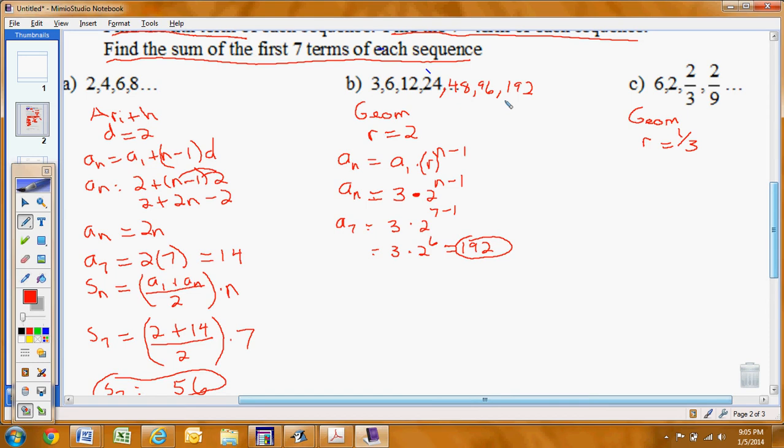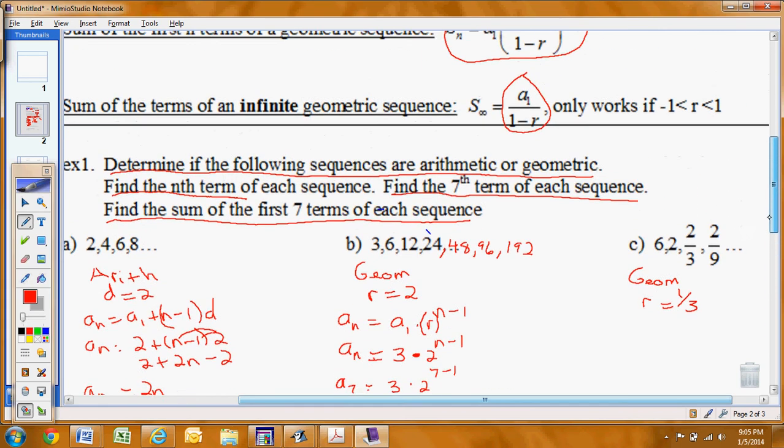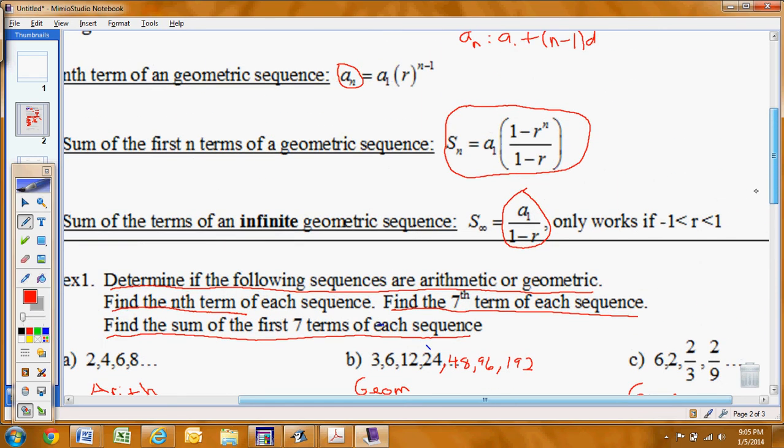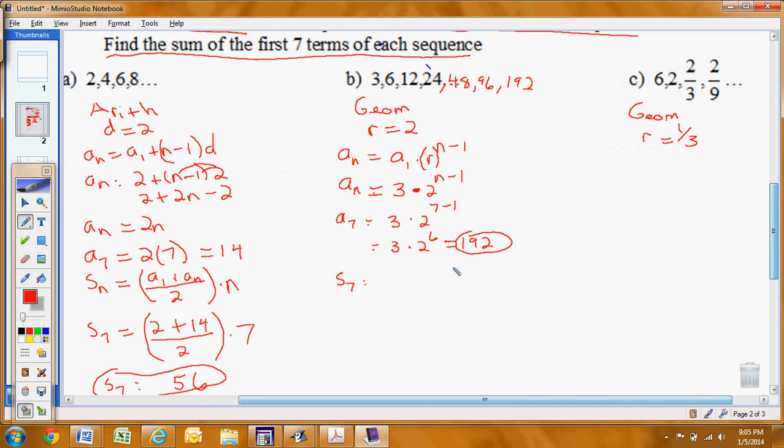All right, we also need to find the sum of the first 7 terms. For that, we have another formula up here. It's this guy right here, the sum formula: a1 times 1 minus r to the n over 1 minus r. I'm just going to put that down here again so we have it ready to go. This one's a little bit more complicated, but you can memorize this. 1 minus r to the n over 1 minus r. That's an r there, and that's a minus there.